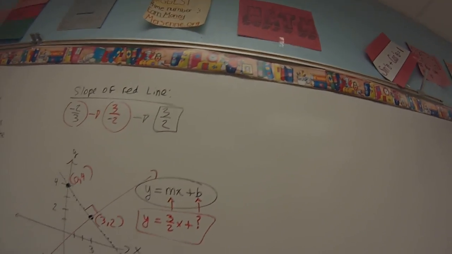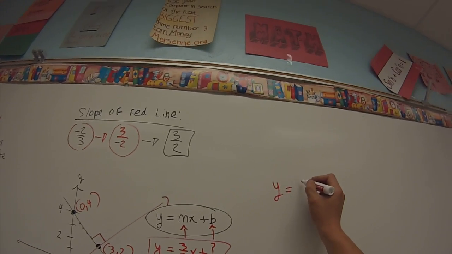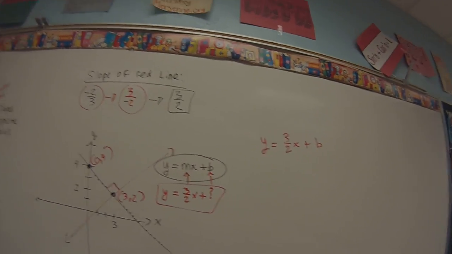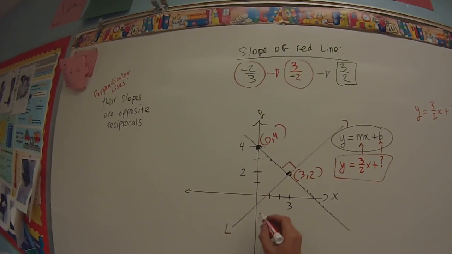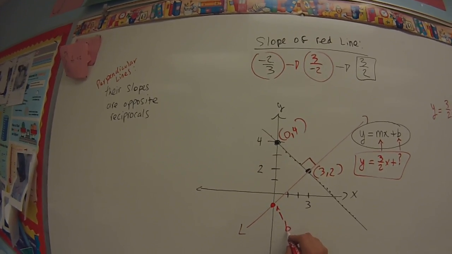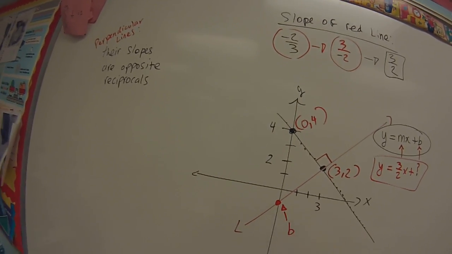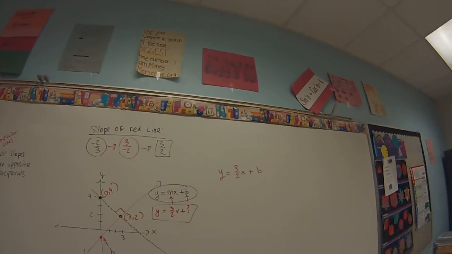Okay, so it's very simple now. So I write the equation. Y equals 3/2 x plus little b, which is the y-intercept of the red line. Okay. By the way, the y-intercept of the red line is right here. That is my little b. I don't know what that is. I'm trying to figure out what number that is. Okay, that's my little b there. I want to figure out what it is.